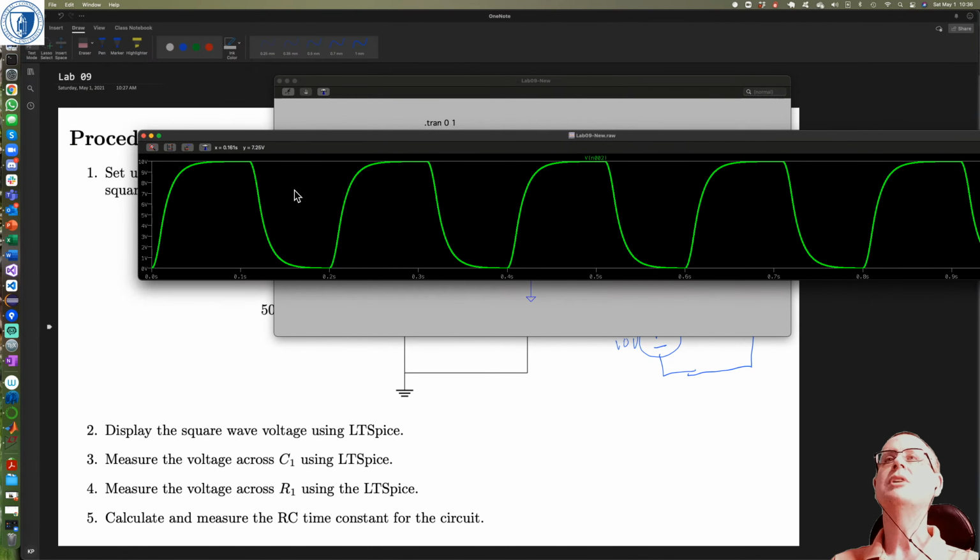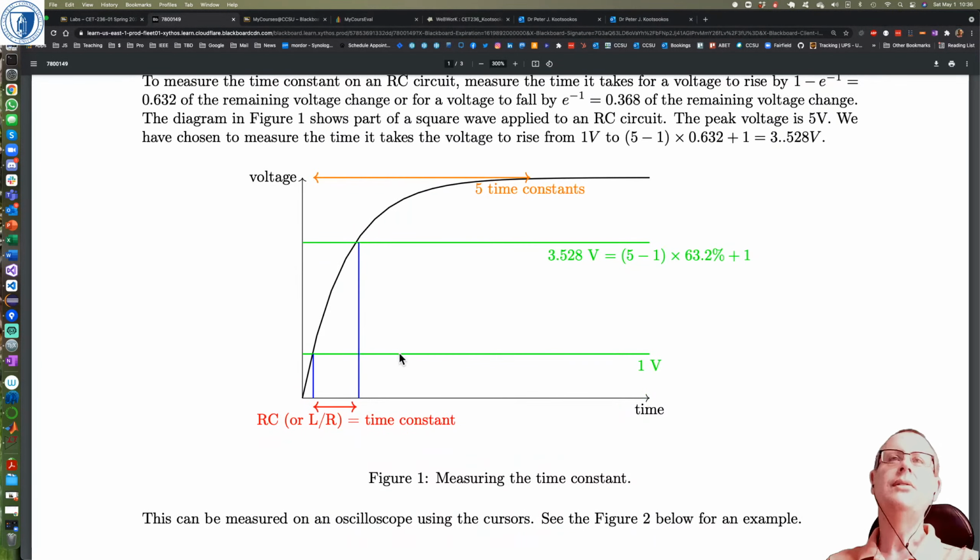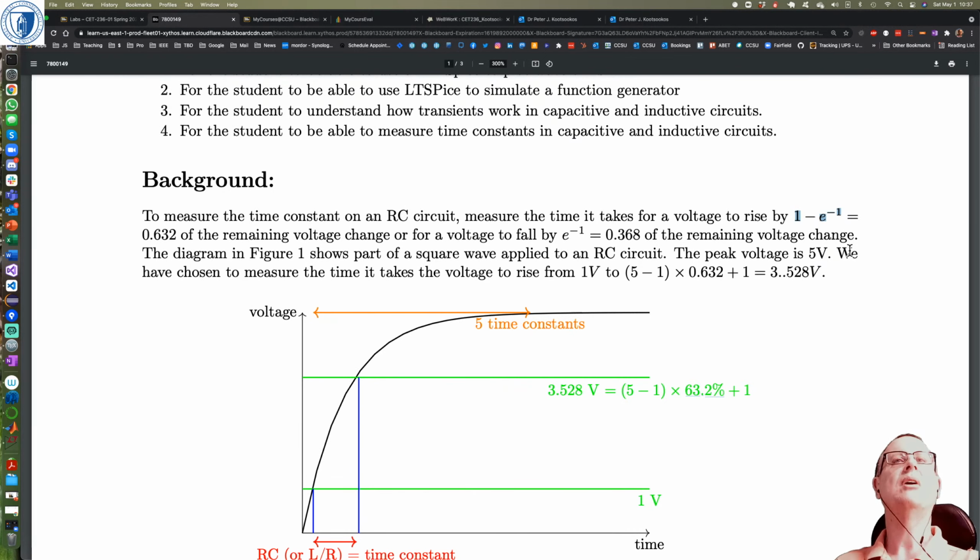Right, so what we're doing in the lab is we're trying to measure the time constant. It's either RC or L on R. And the way we measure the time constant is by looking at how long it takes the voltage to rise by 63.2%. The reason we're doing that is because one time constant is e to the minus tau on tau, so e to the minus 1. So the rise is going to be 1 minus that. We want to measure that time, because that time will tell us how long one time constant is.